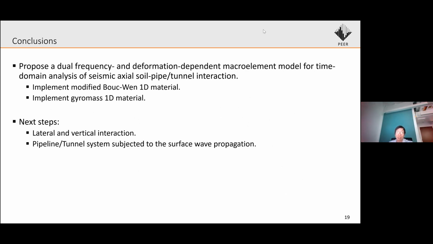In conclusion, we propose a dual frequency and deformation dependent macroelement model for time domain analysis of seismic axial soil pipe interaction, in which we implemented two new material models for the OpenSees users. Next step, we're going to propose a similar model for lateral and vertical interaction problems, and we then apply those models to analyze the pipeline autonomous system subjected to the surface wave propagation.